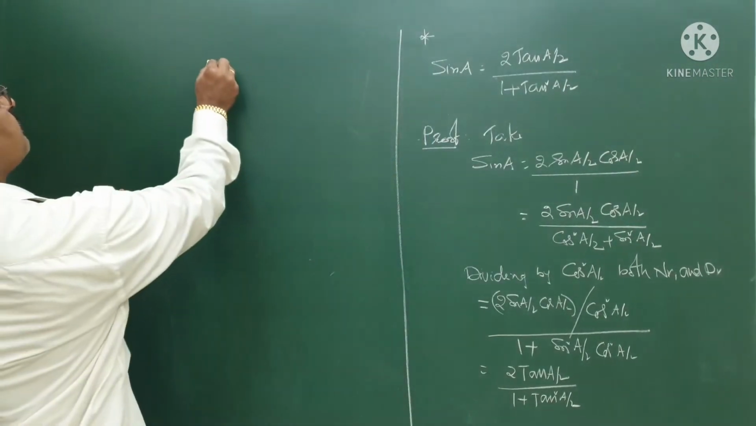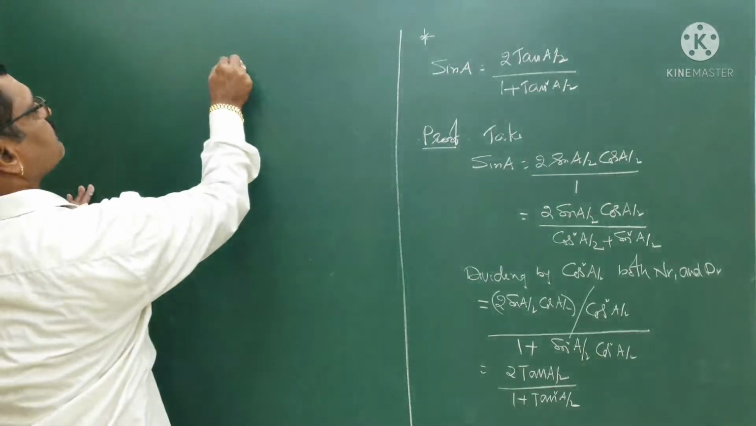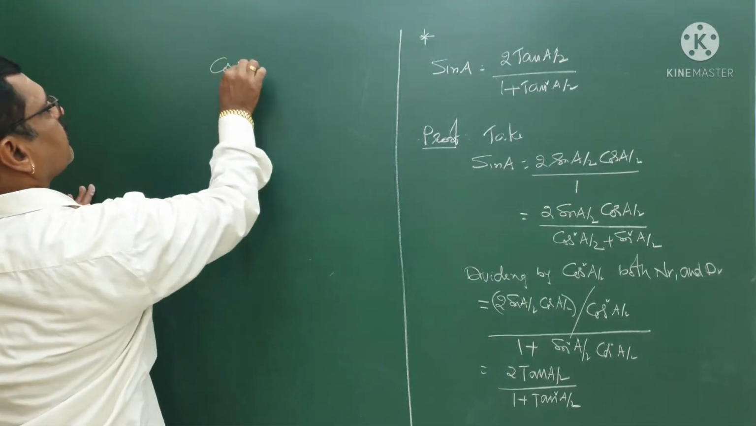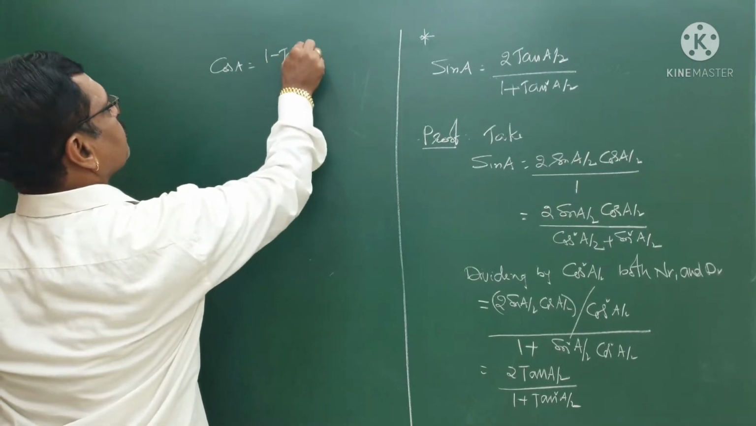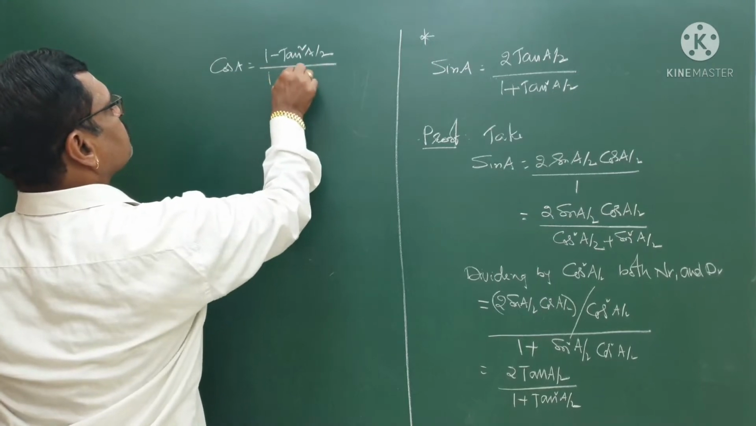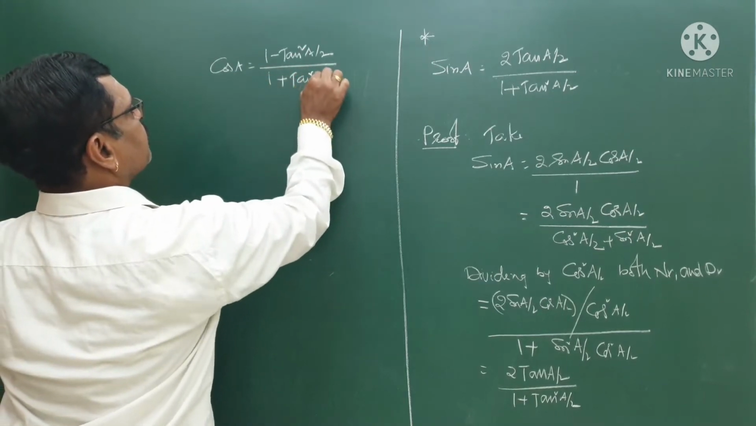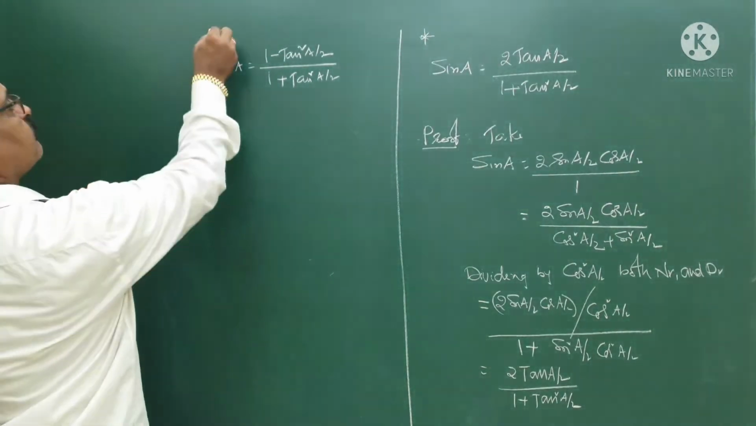Cos A is equal to, I write here, cos A is equal to 1 minus tan square A by 2 by 1 plus tan square A by 2. It's a very simple proof.